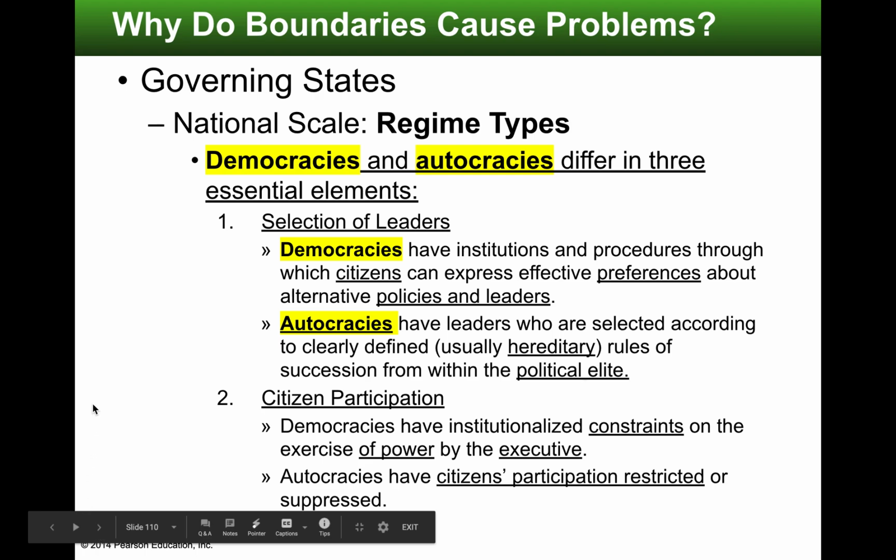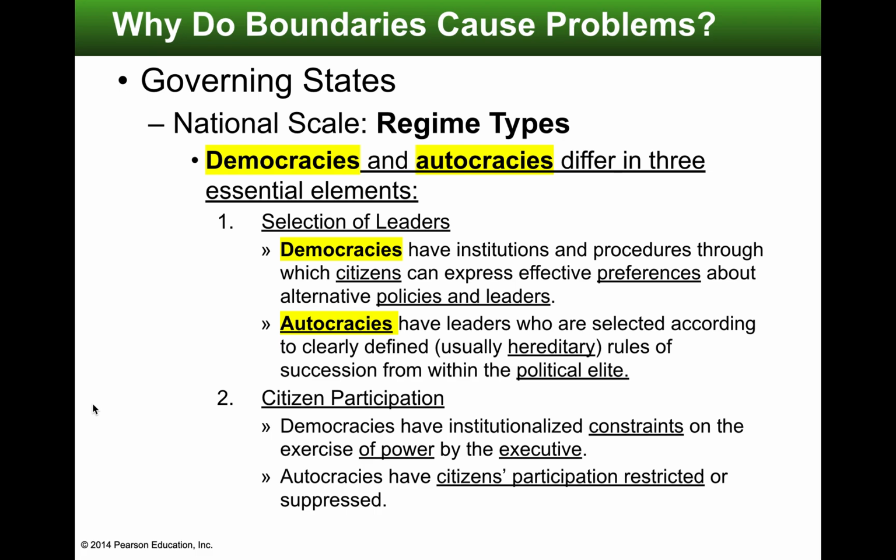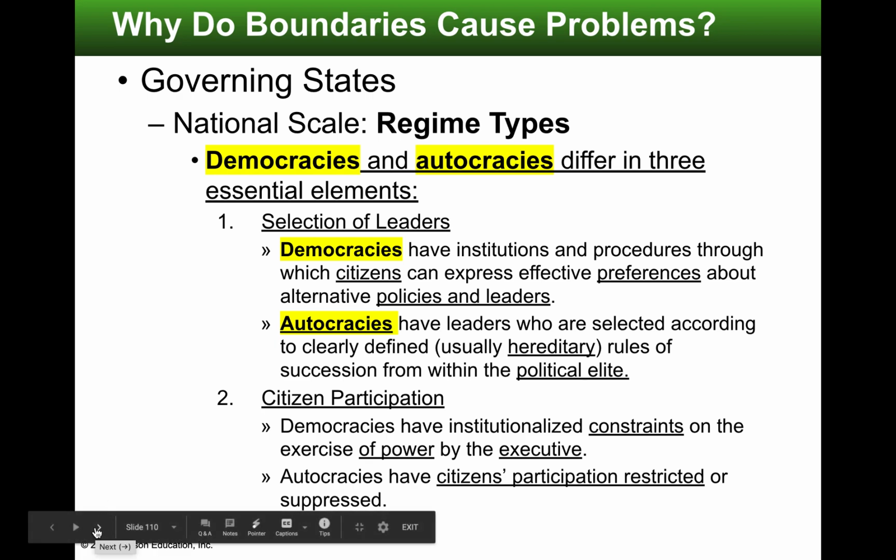All right, continuing on with democracies and autocracies, key elements: selection of leaders. In democracies, the citizens choose their leaders. In autocracies, it's hereditary. That's a family lineage, usually the political elite. Citizen participation: democracies have constraints in the use of power they can execute. Citizens' participation can be restricted or suppressed, or can be repressed in autocracies. So, in other words, in democracies, if in the United States we want to vote out a leader, the constituents with a majority vote can vote them out, or they can even petition to oust a political member.